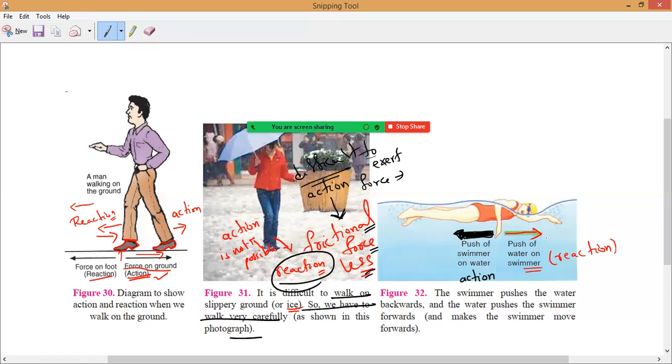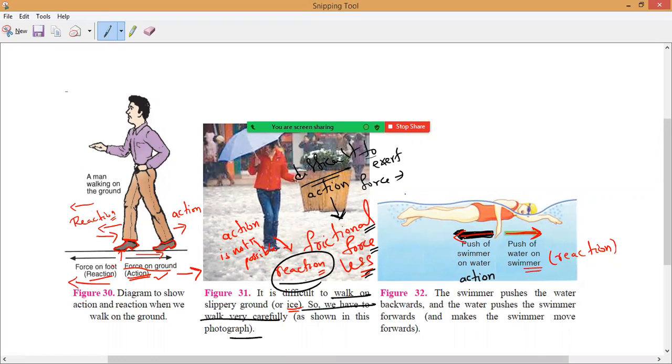Now, from this you can understand very carefully. Here, action is acting in which direction? Backward. And reaction is acting in the forward direction. In the swimming case, action is acting in the backward direction, and the push, the reaction, is happening in the forward direction. So action and reaction do not have a particular direction, upward or downward; we can say backward or forward.